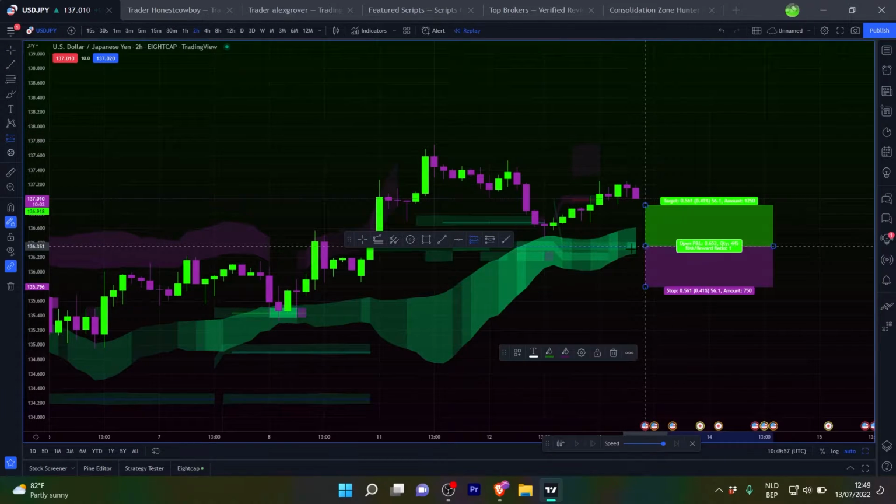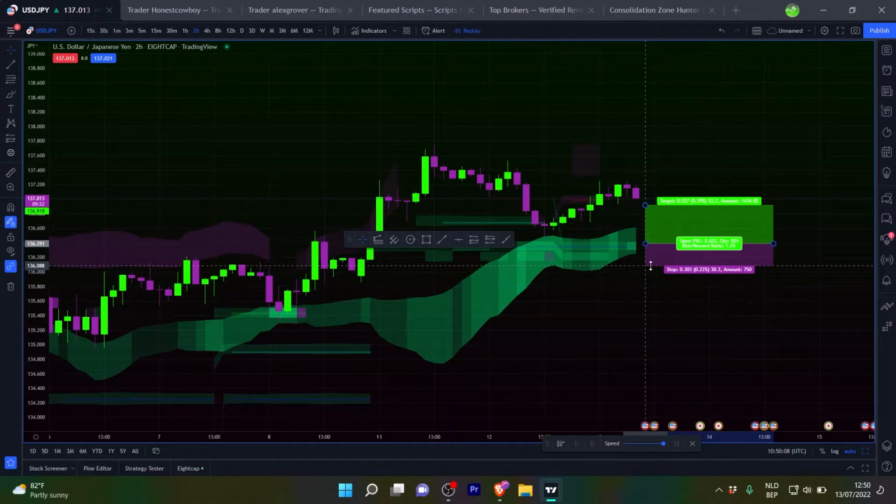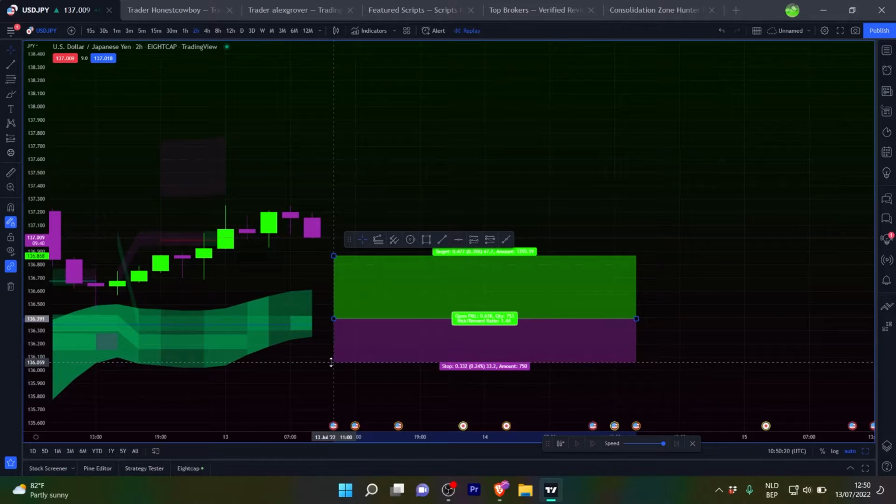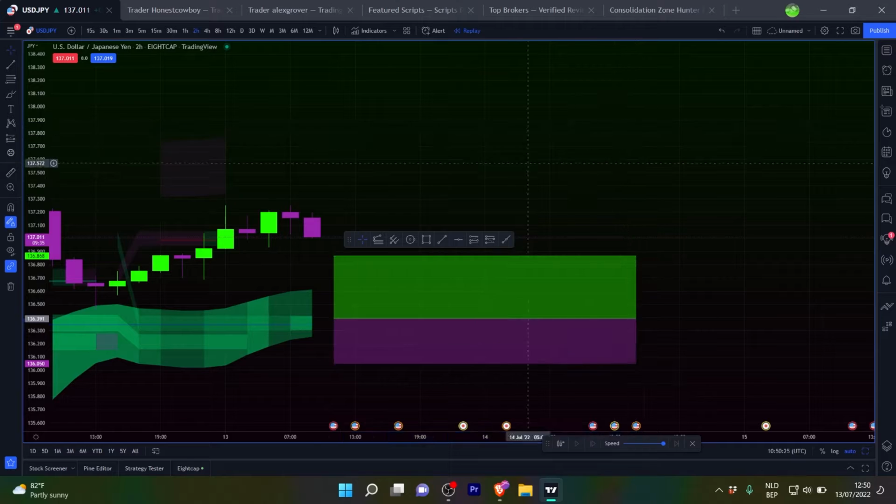So entry would be at the fat cat zone. Put it a little closer to the top of the zone to not miss out on this trade. Stop loss below this fat cat zone and take profit somewhere over here. Stop loss could be too tight. I'm gonna put it a little bit lower, give the trade some room. 1.4 risk to reward. It's a good one for me.